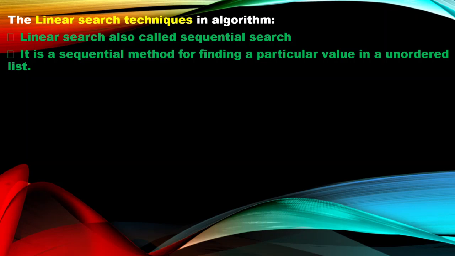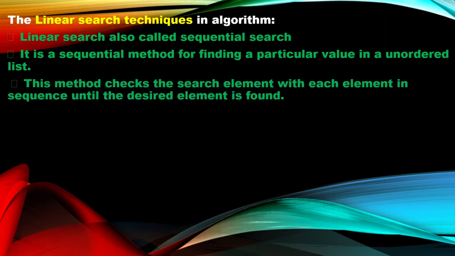First, we have to check the first value, whether it is equal to the target. Then we have to go to the second value, whether it matches. Then we have to go to the third, and then fourth, then fifth. It goes like that. So it is known as a sequential method to find the particular value. This method checks the search element with each element in sequence until the desired element is found. So first it searches in the first element. If it matches, it takes that. If not, it goes on checking the elements in the array. So if there are 5 elements, all the 5 elements will be checked until the desired element is found.